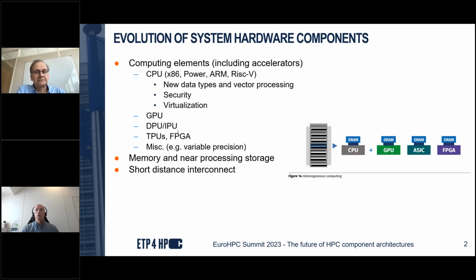GPUs, DPUs, or IPUs, what we see as accelerators traditionally on NIC cards today. Also TPUs, FPGA, so specific kinds of acceleration, and then variable precision, other kinds of acceleration on the market, like AI. The TPUs is an example of that. We also see trends in memory and near processing storage, as was talked about in the previous presentation. And then to bring all this together, we need short distance interconnect and 3D types of interconnect that can allow these to efficiently work together, even coherent interconnect. This is all based on the work that we did in the SRA5, the Strategic Research Agenda, the 5th generation from the ETP4HPC. So you can find that available now publicly and specifically on these system hardware components from page 84.